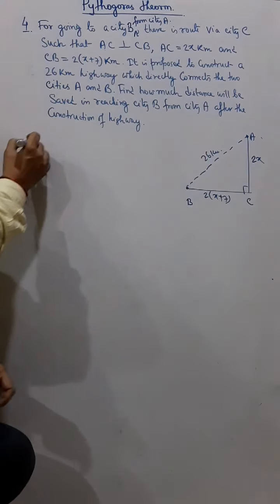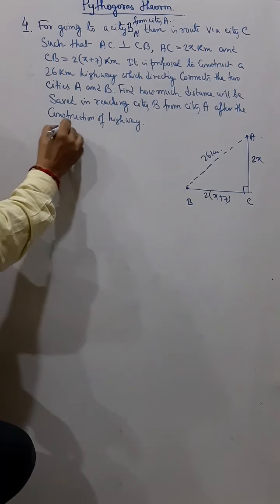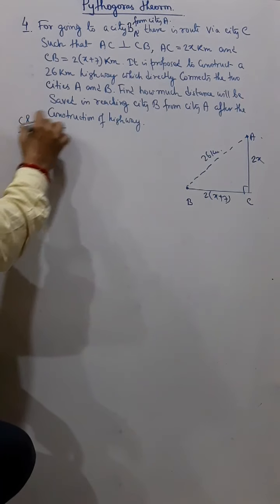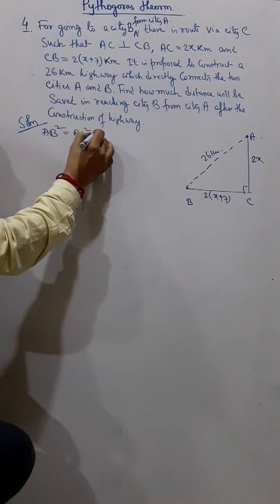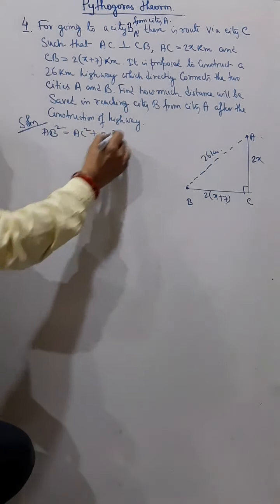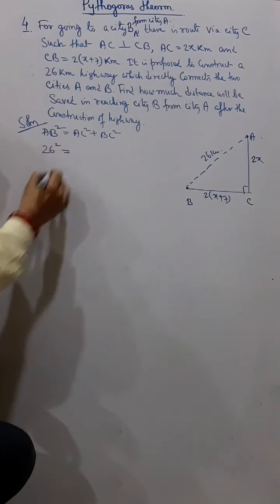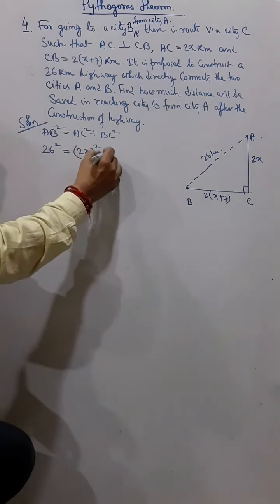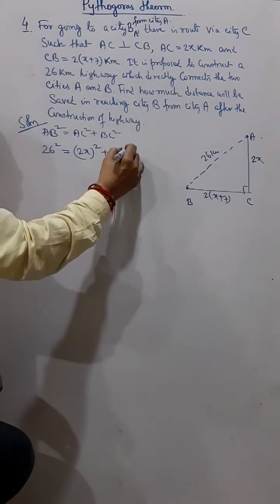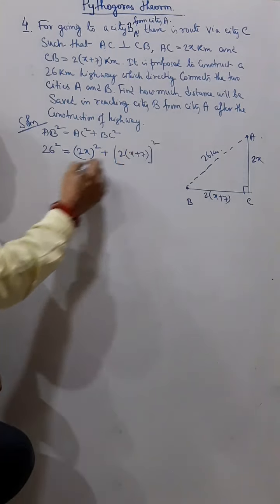So we can say that AB square, okay. So AB square is equal to AC square plus BC square. So AB is 26, AC is 2x square, BC is 2x plus 7 and square.